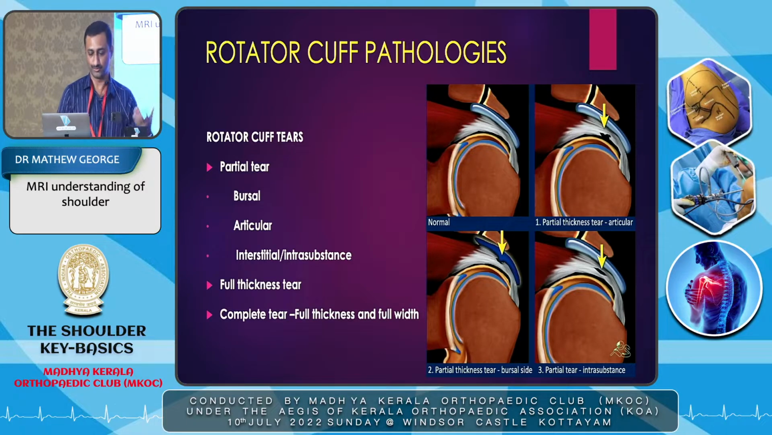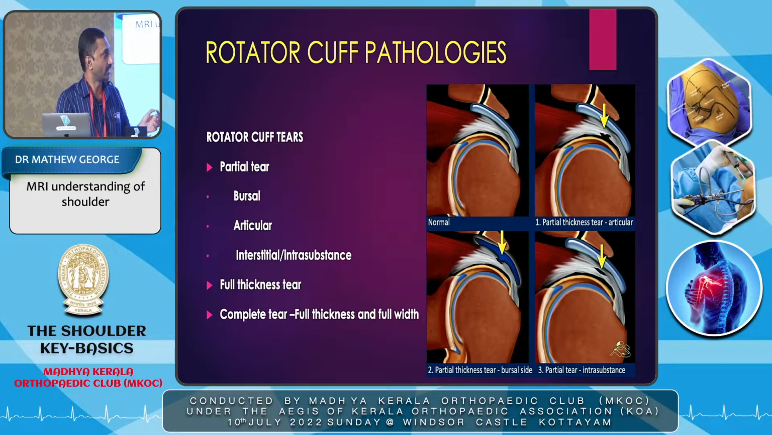Now coming to the most interesting part, the rotator cuff pathologies. Mainly the pathologies involve tears of the rotator cuff, and these can be divided as partial and full thickness or complete. So this is just a diagrammatic image of the partial tears. That's the normal supraspinatus, and that's the tendon coming and inserting. In partial tears, as we previously heard, there's the bursal, articular, and the interstitial or intrasubstance tear.